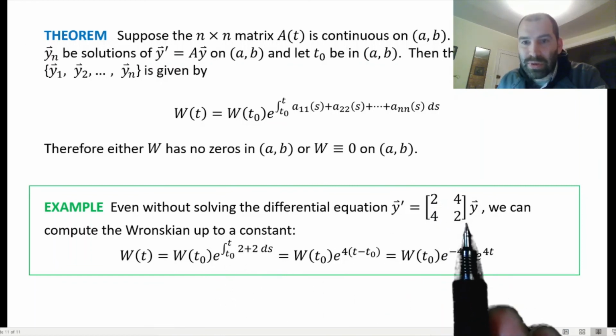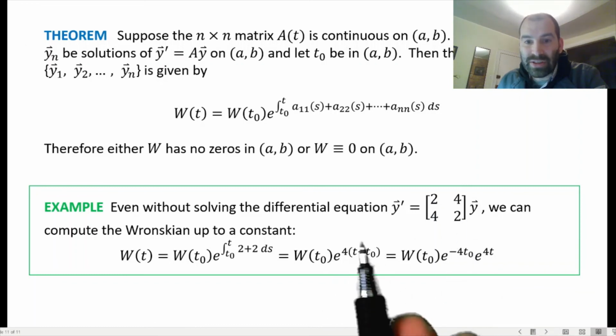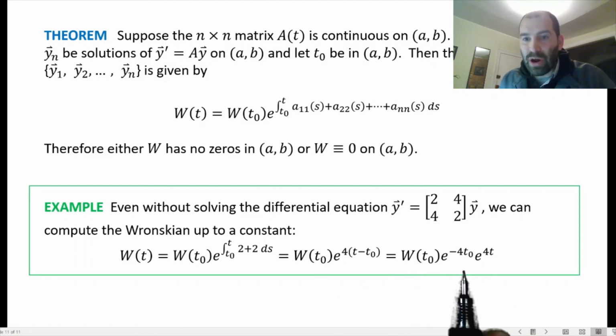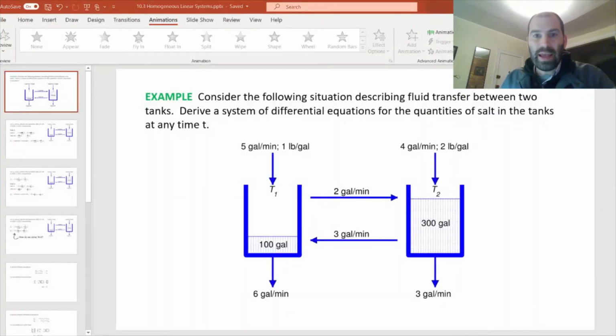That's just 2 plus 2, just summing the diagonal elements. If I integrate that, I just get this. And I can pull out this constant here. This whole thing involving t0 is just a constant. So I just get a constant times e to the 4t. So I can determine the Wronskian up to a constant. Where would I get this stuff? I would get that from the set of solutions evaluated at t0. And that is it. So a bunch of introductory stuff. We will talk about how to use this stuff to actually get the solutions to our differential equations in the next video.